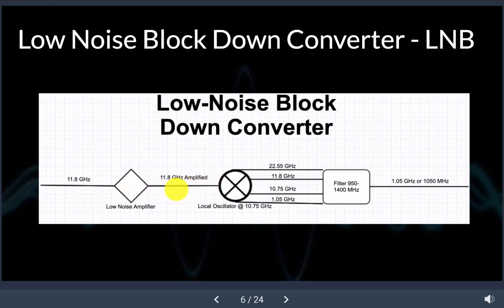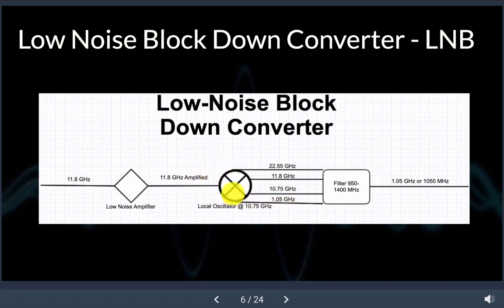That 11.8 gigahertz amplified signal is going to go into a mixer. Your mixer for your LNB, for this one specifically, we just chose a local oscillator of 10.75 gigahertz. So your local oscillator on the LNB is also going to send in another signal. It has a crystal that's vibrating at 10.75 gigahertz. It's going to send in a signal at that 10.75 gigahertz.